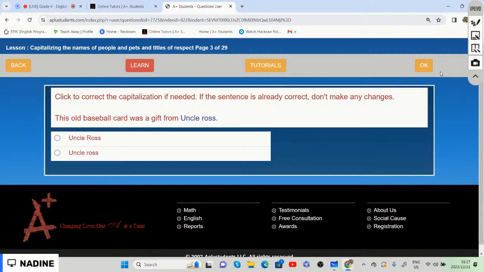The old baseball card was a gift from Uncle Ross. Is it the first option, which is Uncle Ross, capital letter U for Uncle, and capital letter R for Ross, or is it the second option?